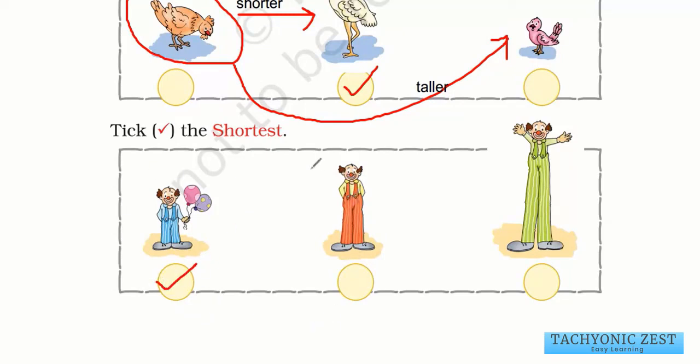And this joker over here is taller as compared to this joker, and he is shorter as compared to this one, and this joker is the tallest.